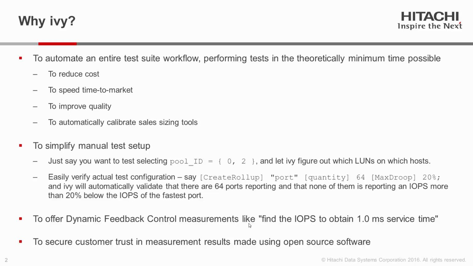And then another objective is to be able to do things like find the IOPS to obtain 1 millisecond service time. This uses the dynamic feedback control feature, because normally you impose a workload on the subsystem, a given IOPS, and then you measure what service time or response time you're getting. But with IV, you can do it the other way around. You can specify a service time target, and you can dynamically find the IOPS to hit that target, and I'll show you an example of that later.